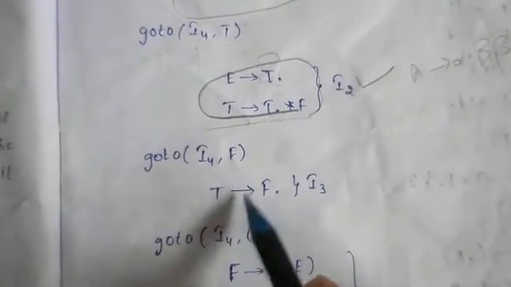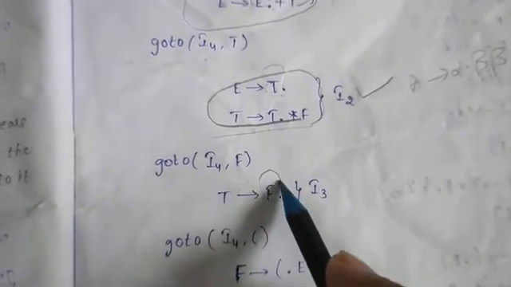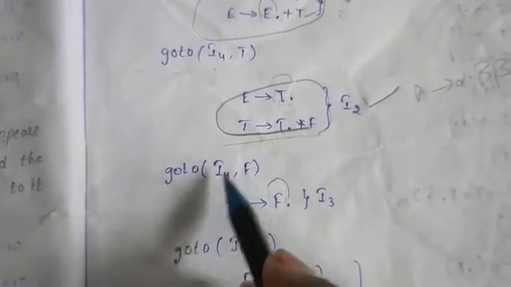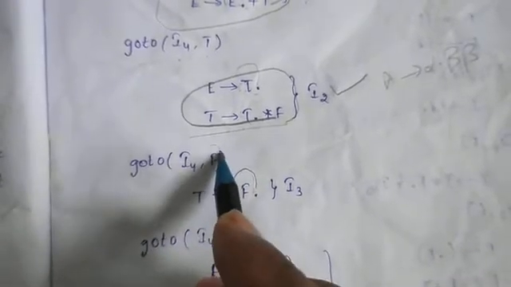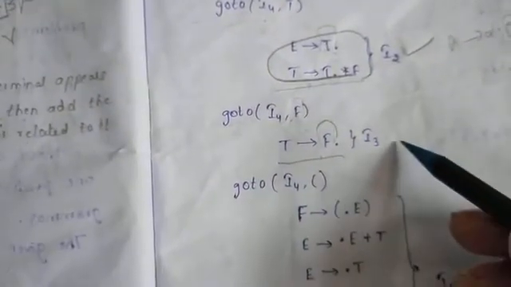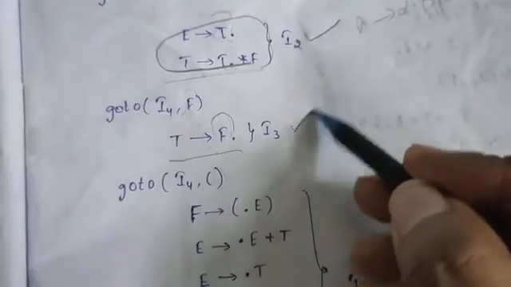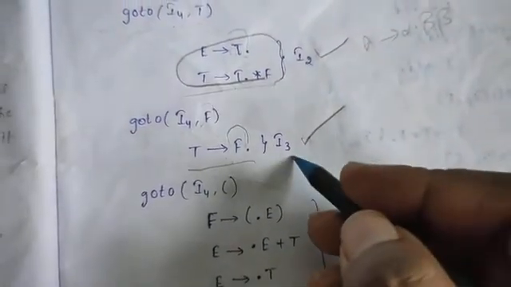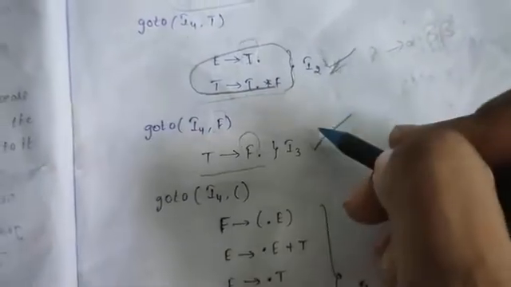So here we'll take T tends to dot F, with the dot moving over F from this side to this side. So in I4 we'll take this one, dot moving from here to here. That's why in I4, with the dot moving over F, we get this production. And after this, we'll check I0, I1, I2 and I3. It will match with I3. For that reason, we'll place the already existing state number, that is nothing but I3. This is also an existing state number.